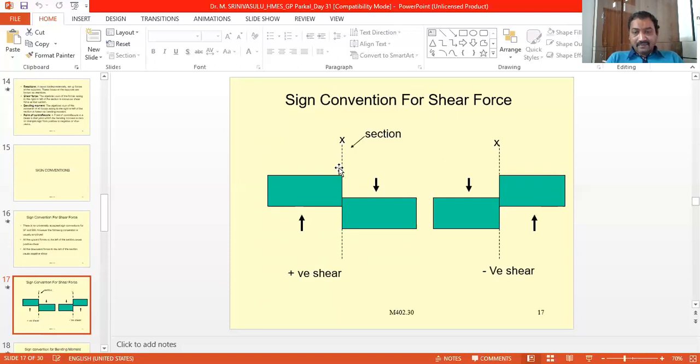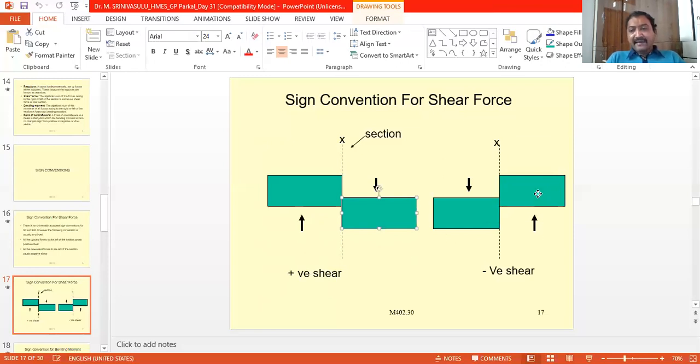So you take the section. The downward force acting to the right of the section is positive, whereas the upward force acting to the left of the section is negative. So this you must remember. The downward force acting to the right of the section will cause a positive shear force, whereas the upward force acting to the right of the section will cause a negative shear.